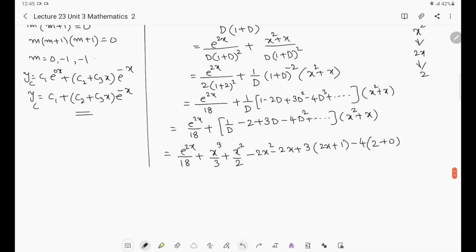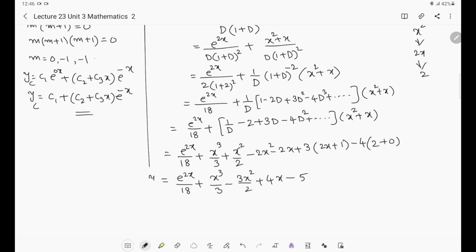Now simplify this. e power 2x by 18 plus x cube by 3. Here what will happen? You see, just this minus 2x square and here x square by 2 is there. You take the LCM of these two. Here we will get minus 4 plus 1 is minus 3x square by 2. So these two terms are over. Now here minus 2x plus 6x, 3 into 2x is 6x, 6x minus 2x is plus 4x, and here we will get 3 into 1 is 3, minus 8. Minus 8 plus 3 is minus 5.